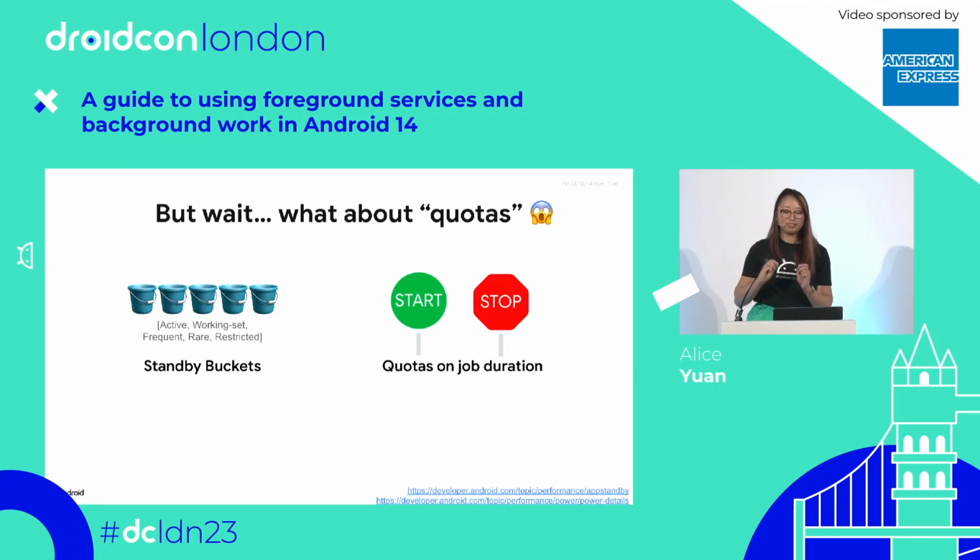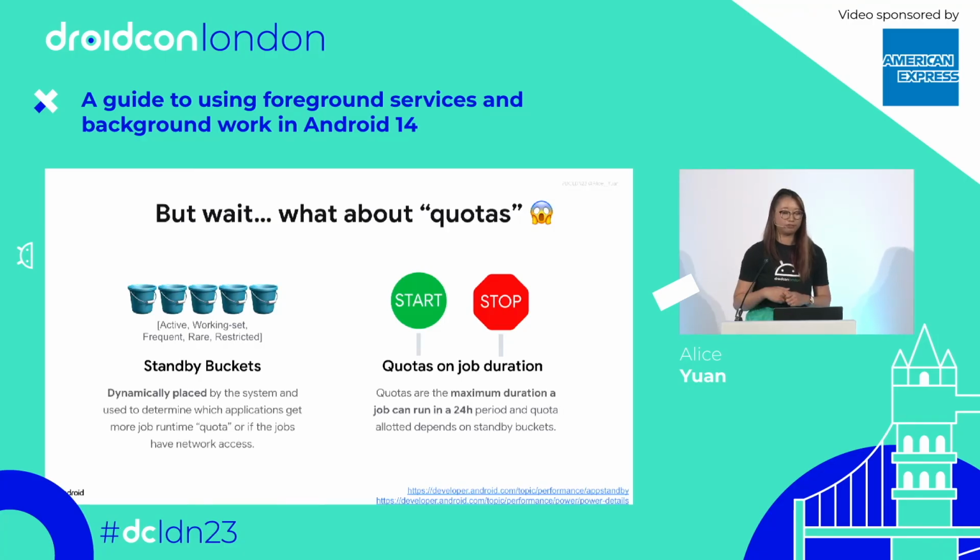Also note that manufacturers might be able to set their criteria for different ways that non-active apps might be assigned to these buckets. So it's really important that you don't try to manipulate your app to be in a specific bucket. Quotas are also the maximum duration that a job can run in a 24-hour period. And you can view more information on how quotas are impacted in the developer documentation.